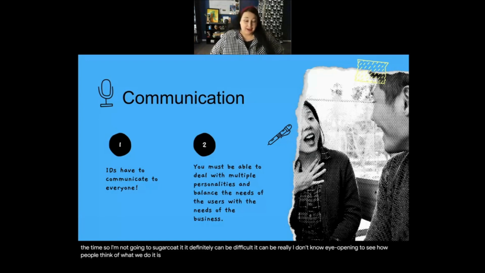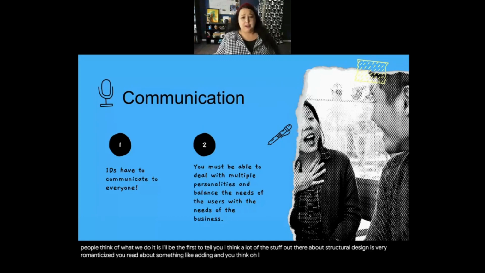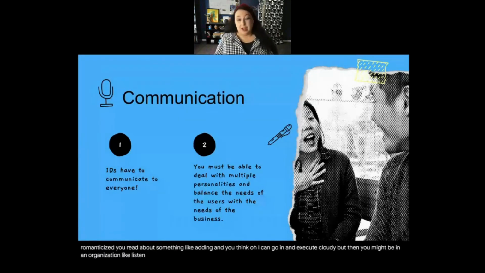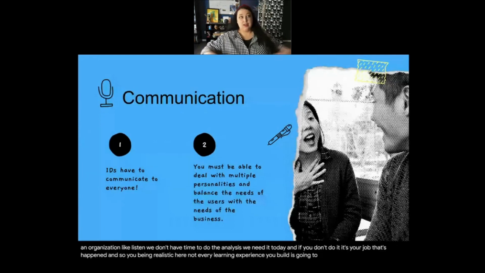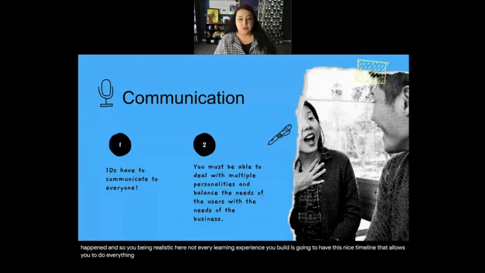I will be the first to tell you, I think a lot of the stuff out there about instructional design is very romanticized. You read about something like ADDIE and you think, oh, I can go in and execute ADDIE. But then you might be in an organization that's like, listen, we don't have time to do the analysis. We need it today. And if you don't do it, it's your job. That's happened. And so you being realistic here, not every learning experience you build is going to have this nice timeline that allows you to do everything that you need to do.